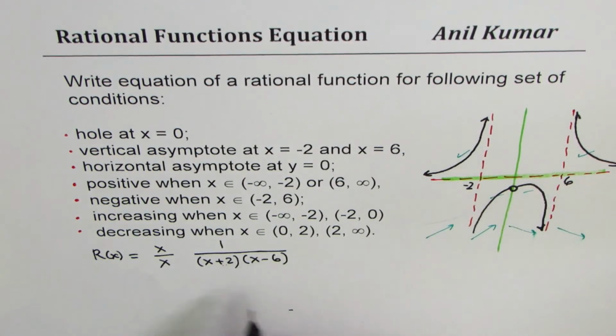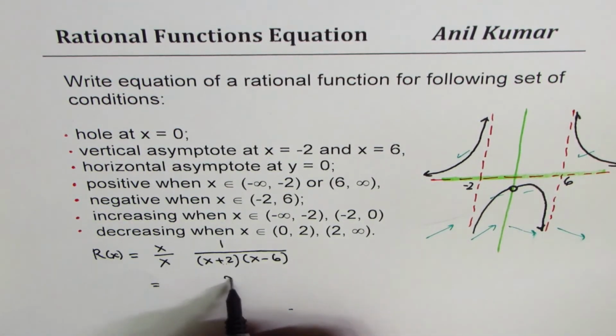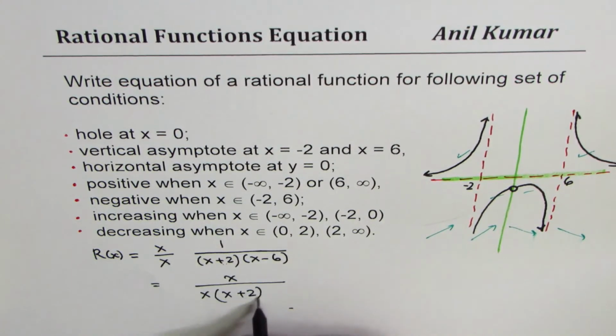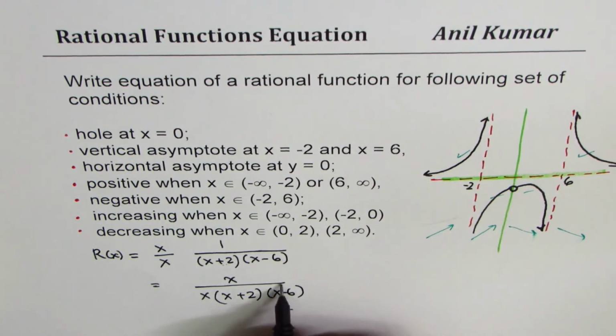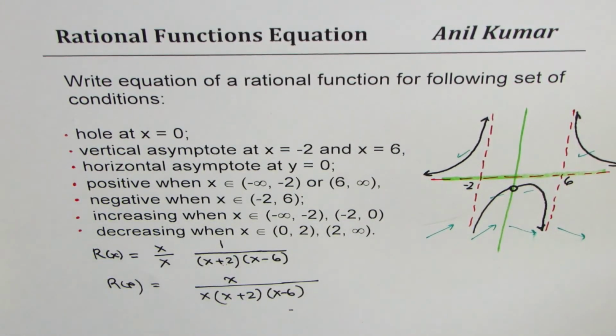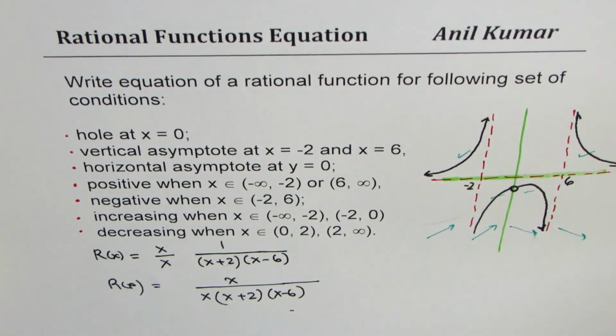So therefore the function can now be written as x over x times (x plus 2)(x minus 6). If you want you can expand this, but I prefer to write it in factored form. So that becomes the rational function which will fit the conditions given to us.